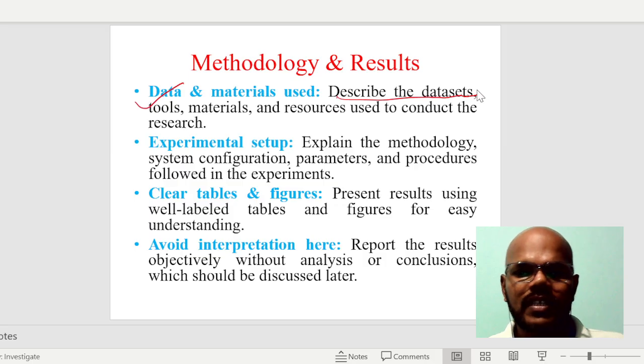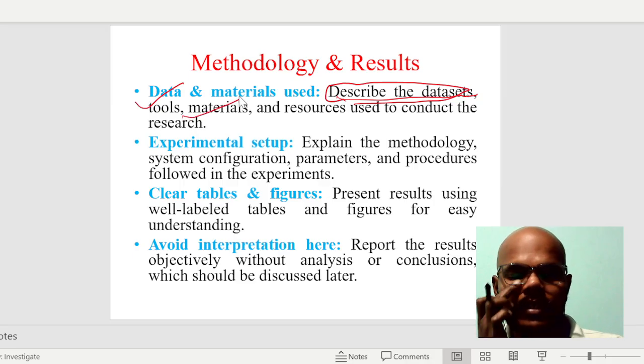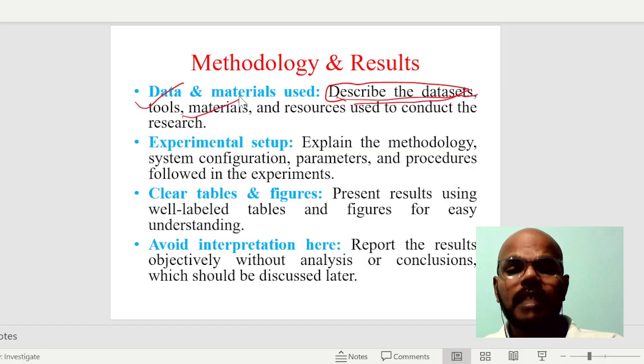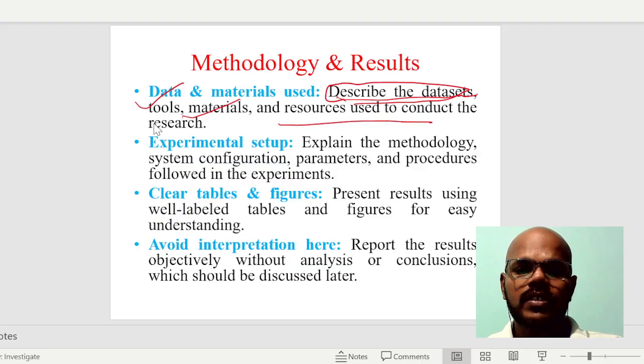So that we can say it is described about data sets, right. So next one, tools and materials. We have to discuss the tools and materials also. What type of tools you use. For example, if you are using computer vision concepts, what kind of libraries you are using, what type of hardware you use, what kind of software you use. All these things come under resources, tools and materials. So I hope you understand what the data and materials used are.